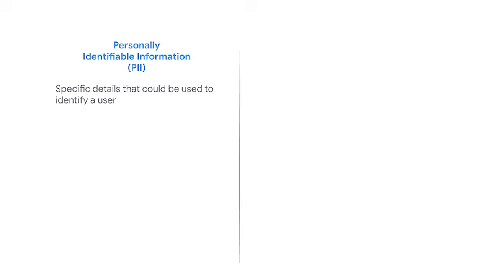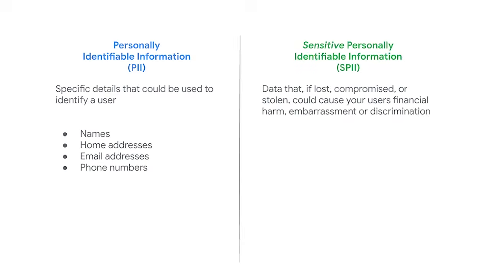Now let's discuss what user data needs protecting. There are 2 main types of data you need to protect. The first is personally identifiable information, or PII. This is made up of specific details that could be used to identify a user. This includes names, home addresses, email addresses, and phone numbers. The other type of data is sensitive personally identifiable information, or SPII, and it's even more critical.